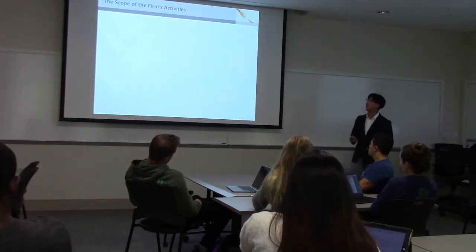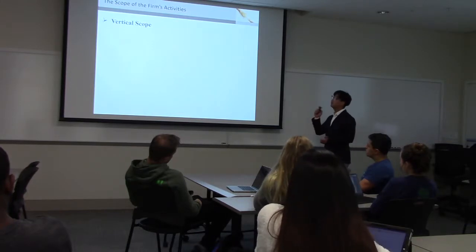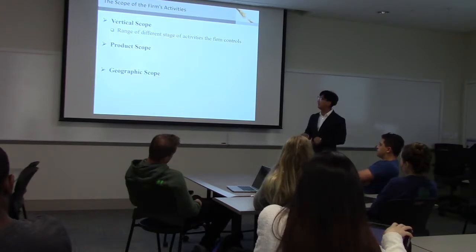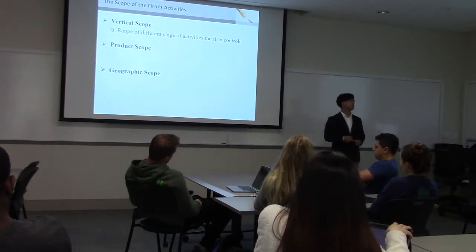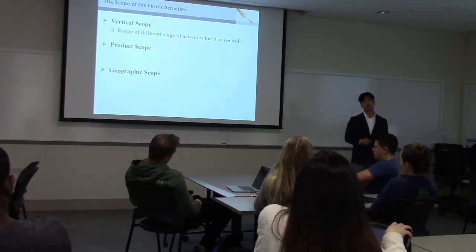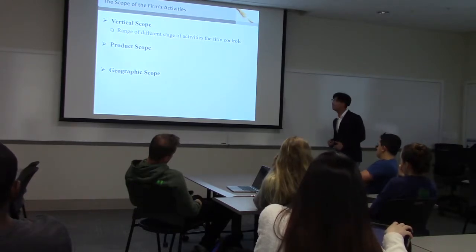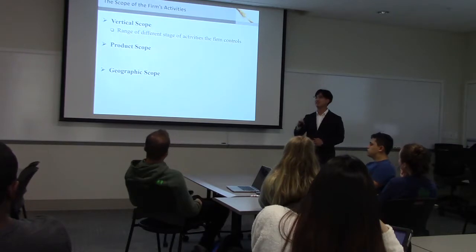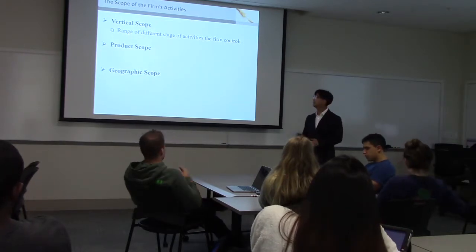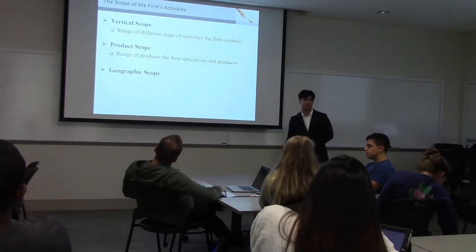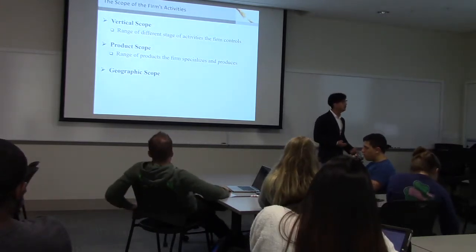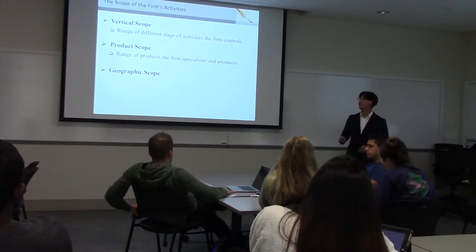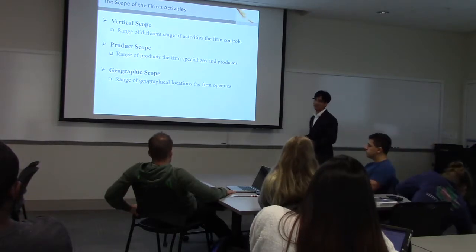So there are three types of scope. One is the vertical scope, the other is product scope, and the last one is geographic scope. Vertical scope basically talks about the range of control that the firm has over different stages of the activities. Anyone want to guess what the product scope is? How many different products they're going to sell? Okay, so the different products and the range of products that the firm wishes to specialize in and produce. What about the last one? Yeah, Leandro? The geographic area that they're going to be selling the product in. Okay, perfect. So the range of geographic locations that the firm wants to operate in.